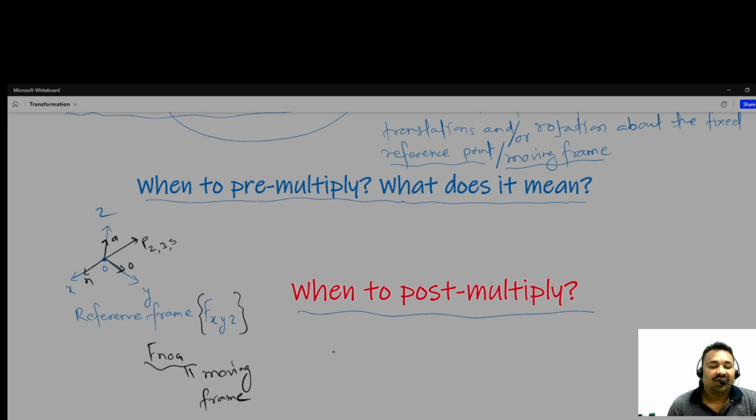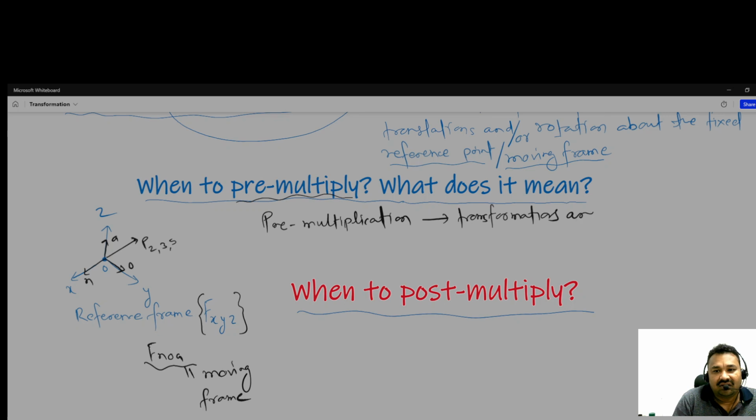Okay. So what we have to do, अब ये जानना है कि हमें प्री मल्टीप्लाई करना है या पोस्ट मल्टीप्लाई करना है. So pre-multiplication is done if transformations are performed with respect to the reference frame.